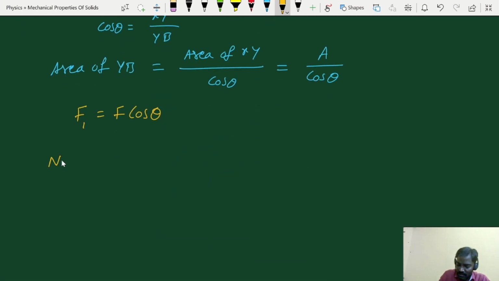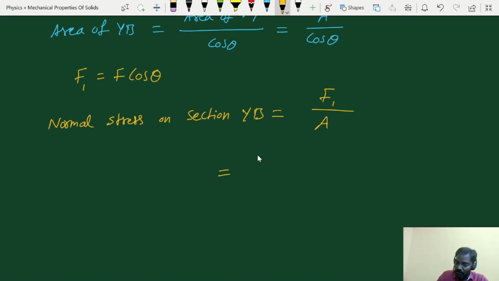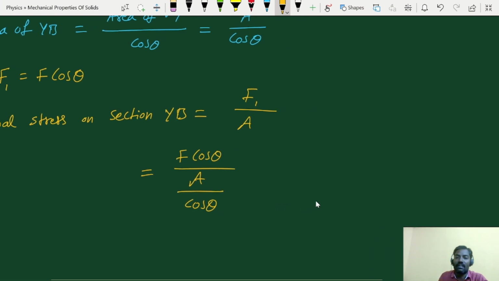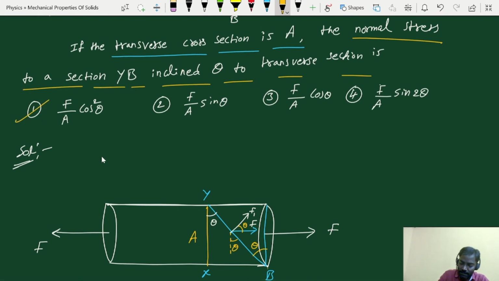So they are asking to calculate the normal stress on section YB, that is equal to normal force by area of that section YB, that is equal to F cos theta by the area, which is A by cos theta, the area of section YB. That is equal to F by A cos square theta. So the suitable answer is option 1.